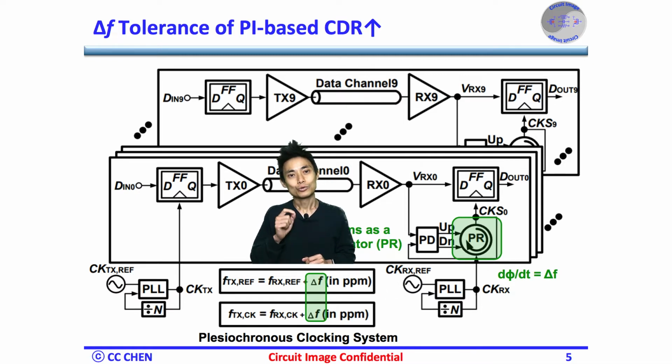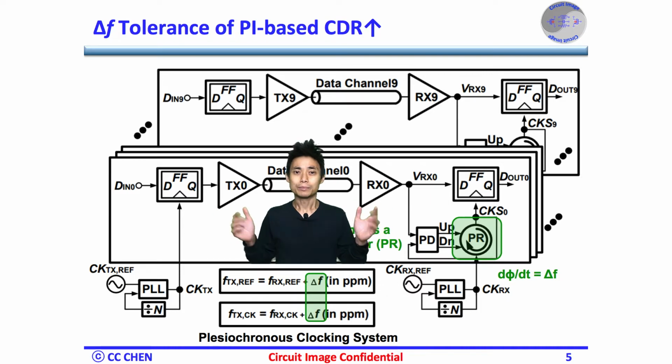In the design, we must make sure the CDR loop bandwidth remains sufficiently greater than the frequency offset, such that the frequency offset is tracked and the data is sampled properly, in addition to the frequency offset.